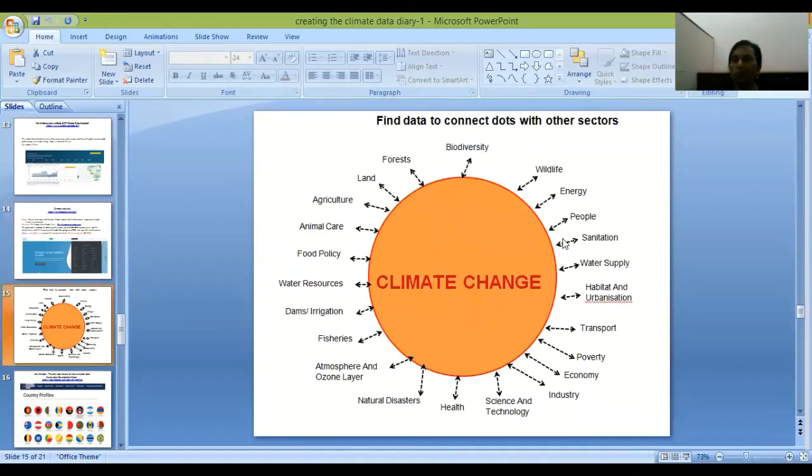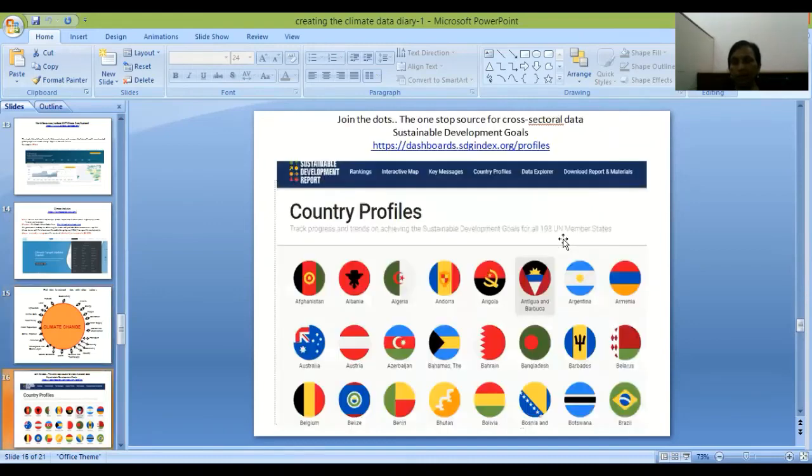This is just to show that climate cannot be understood in silo. You need to connect dots with other sectors to understand the challenge. And this slide shows you exactly that. If this is what we're talking about, so how do we connect the dots?